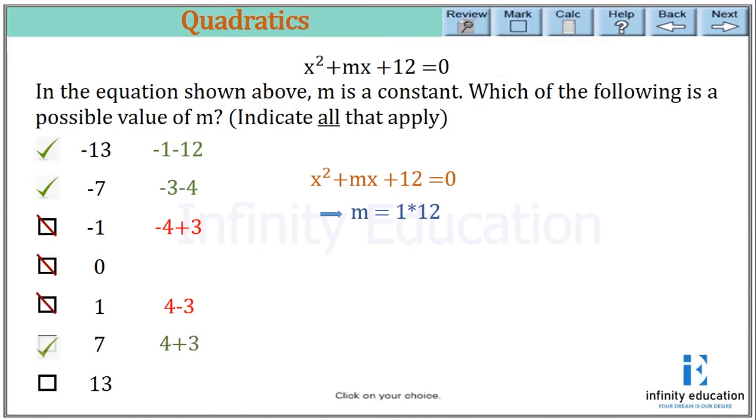So the next one is 7. 4 plus 3, that is possible, because 4 into 3 is 12. And the last one is 13. That is 12 plus 1. That is also possible, because 12 into 1 is 12. So in this question, we can see there are 4 options which work with the condition. Now let's see one more example.